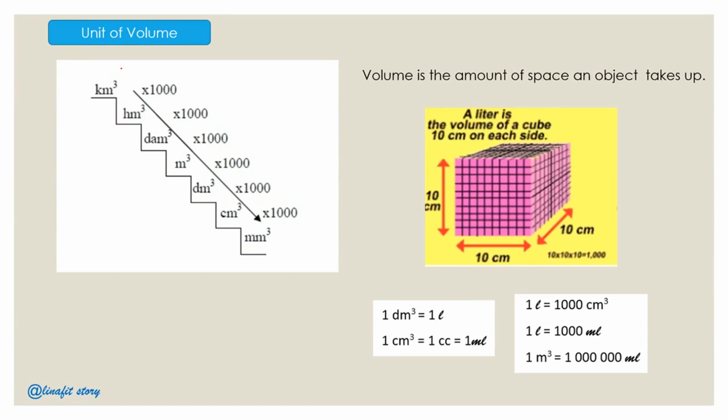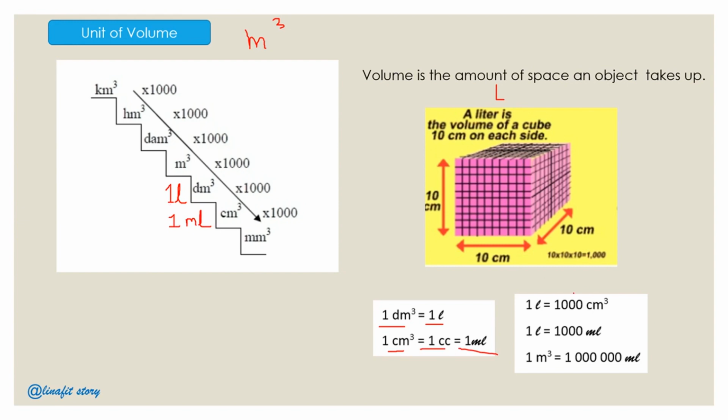Unit of volume. Talking about the SI unit of volume, it is measured in cubic meter. Volume is the amount of space an object takes up. And then the base unit of volume in the metric system is the liter. A liter is the volume of a cube 10 cm on each side. So the volume of this cube is 10 cm times 10 cm times 10 cm equals 1000 cubic cm. Remember that 1 cubic dm is equal to 1 liter. And then 1 cubic cm or 1 cc is equal to 1 milliliter.